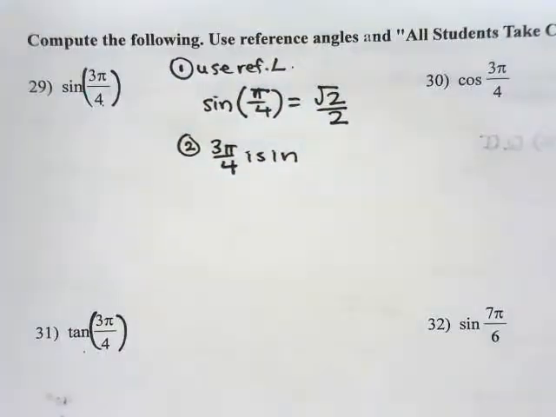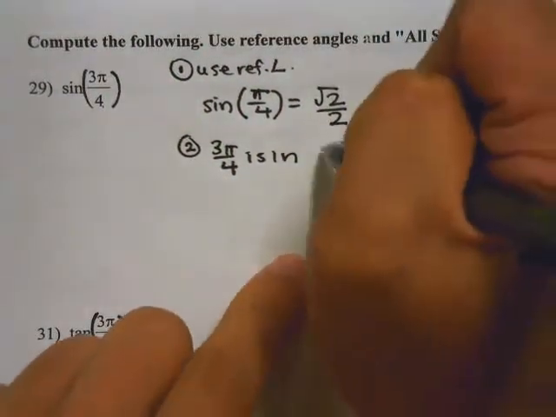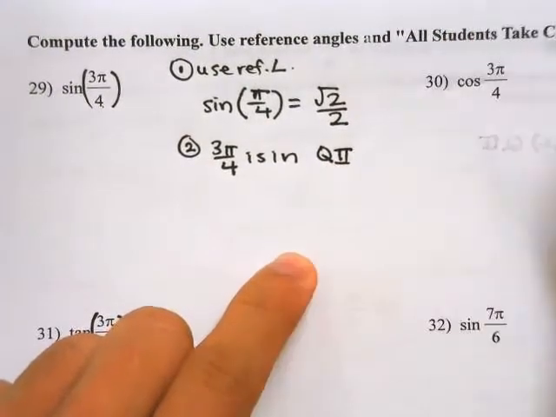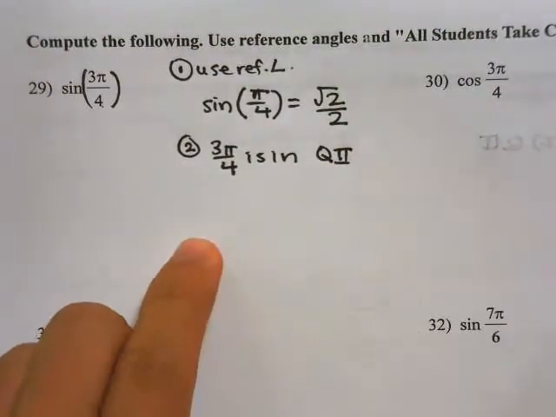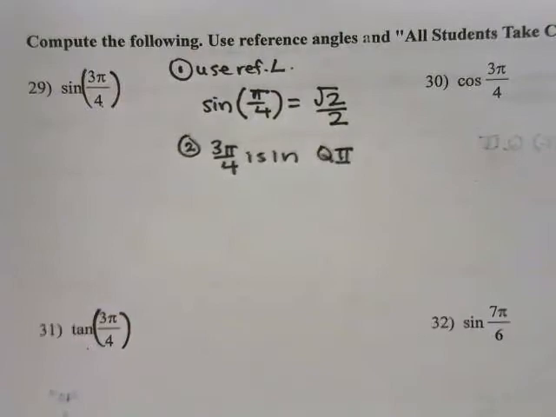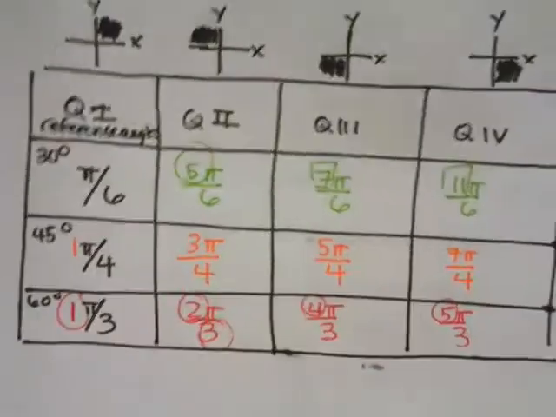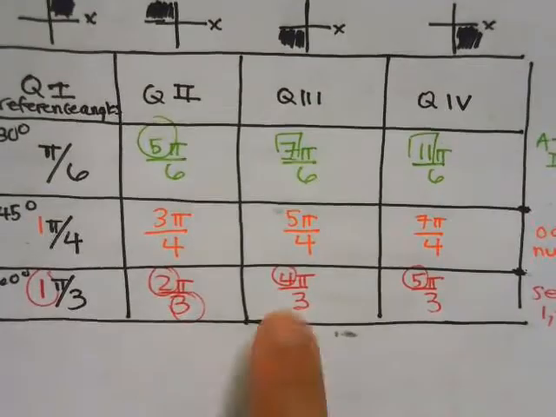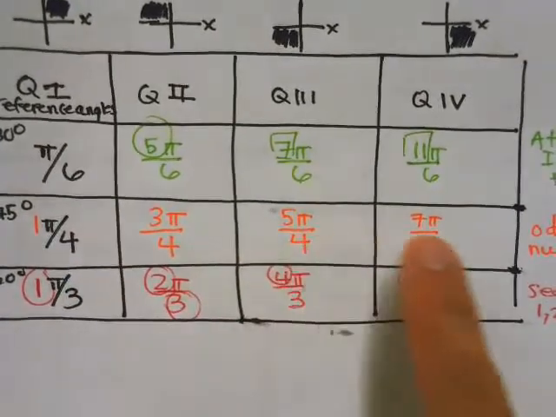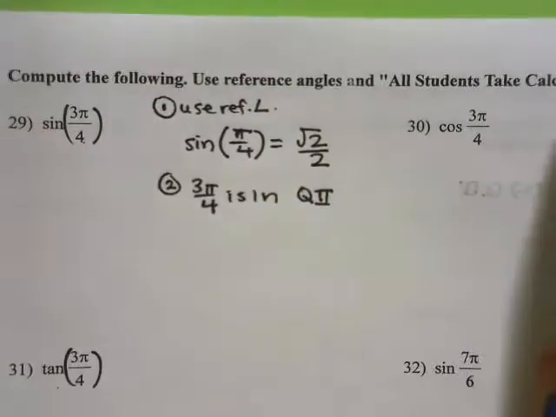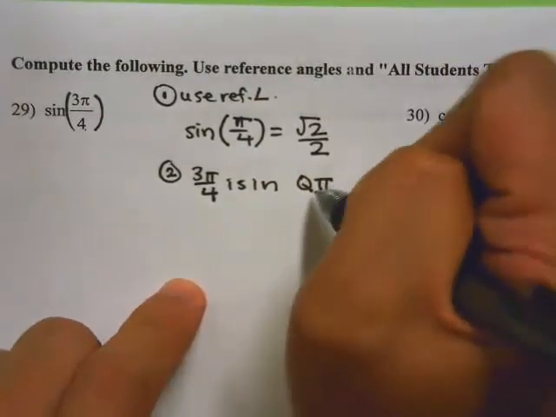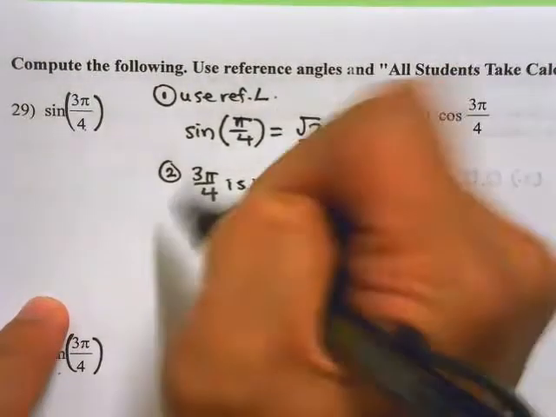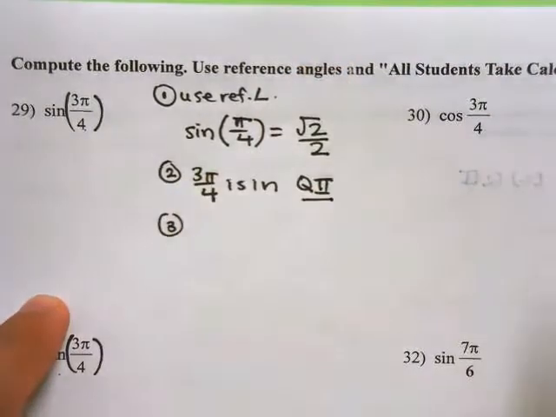Well, 3 pi over 4 is in quadrant number 2. Remember our pattern, odd numbers: 1, 3, 5, 7. Okay, so this is where it's coming at now. Now that I know it's in quadrant 2, and now that I know this answer, I'm going to help you guys with "All Students Take Calculus."